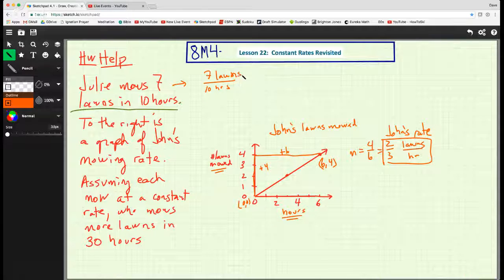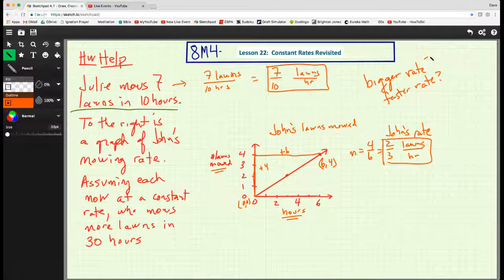Julie's rate is 7 lawns per hour, and that's 7/10. So let's just rewrite that as a fraction. All right, so the person with the faster rate, the bigger rate, who has the bigger rate? The faster rate. Well, it's hard to compare 7/10 and 2/3, so we have to put both of these into decimals to compare. To compare two fractions, the easiest thing to do is put them into decimals. So 2/3 as a decimal is 0.66 repeating, so we'll go about 0.67.